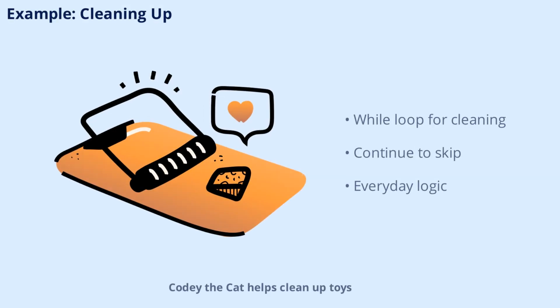Cody the cat helps clean up toys. She uses a while loop to pick up toys until the room is tidy. If she finds a broken toy, she uses continue to skip it. This example shows how loops and jump statements help with everyday tasks.